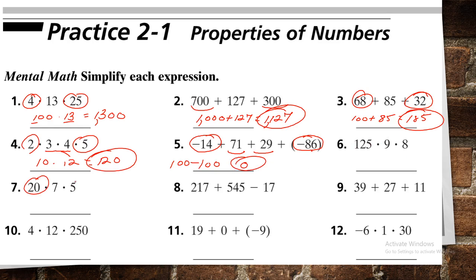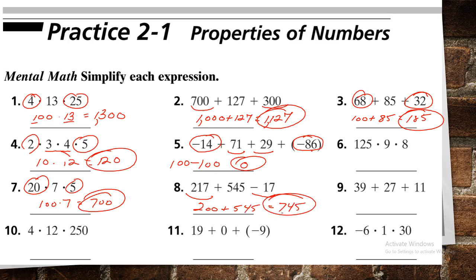Let's keep going. 20 times 5 is 100. 100 times 7 is 700. 217 minus 17, well that is 200, right? Plus 545 is 745. 39 plus 11 is 50, and 50 plus 27 is 77. Next, 250 times 4. Well, that is 1,000, right? And 1,000 times 12 is 12,000.